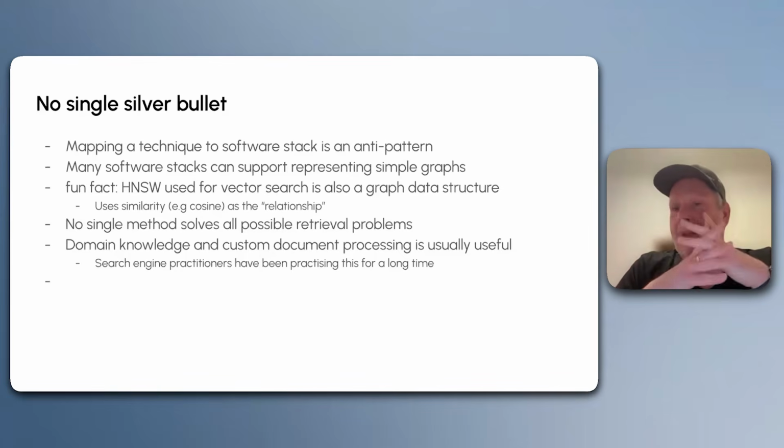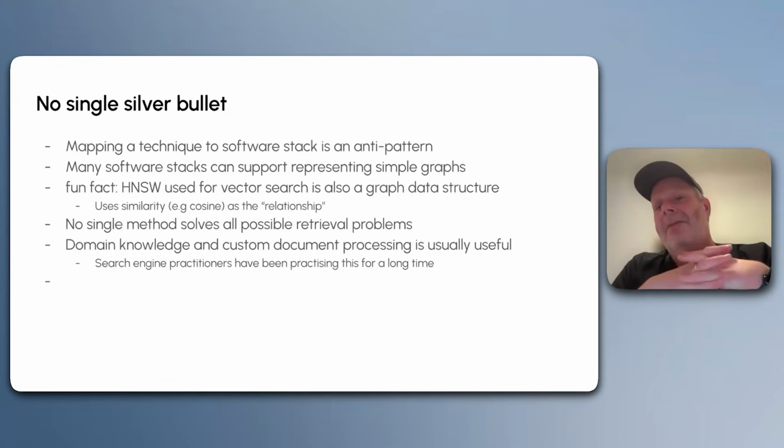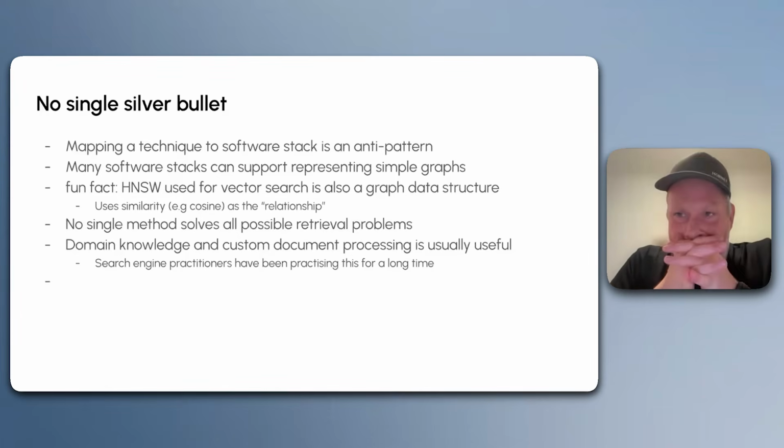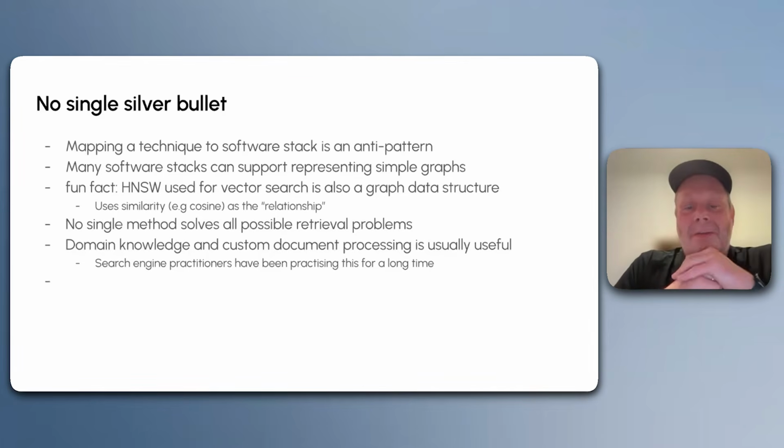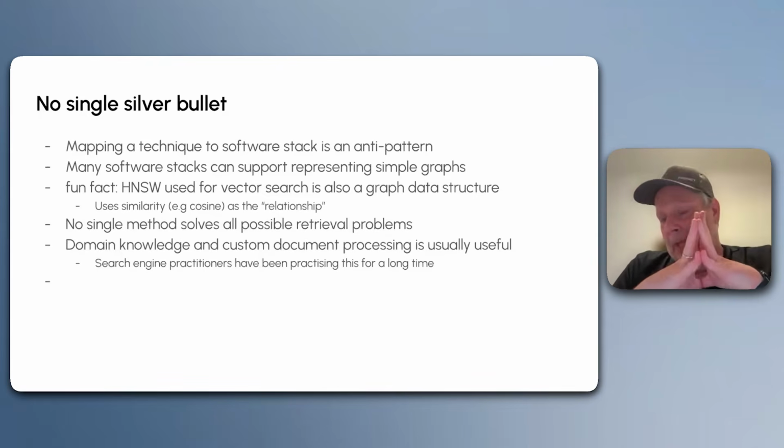And a fun fact here is that HNSW, hierarchical navigable small world graphs, which are used inside vector databases to accelerate vector search, also build a graph data structure to accelerate the search for nearest neighbors in vector space, where the similarity between the vectors is used as the relationships between the nodes in the graph. And then I say that there is no single method that solves all possible retrieval problems.